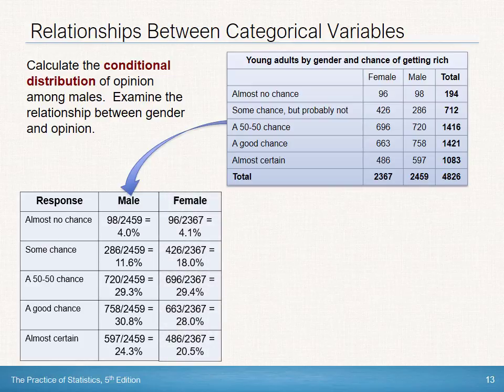They went ahead and did the same for females. So they did 96 divided by the total of females, 426 divided by the total of females, and so on, and that's where they got these numbers here.